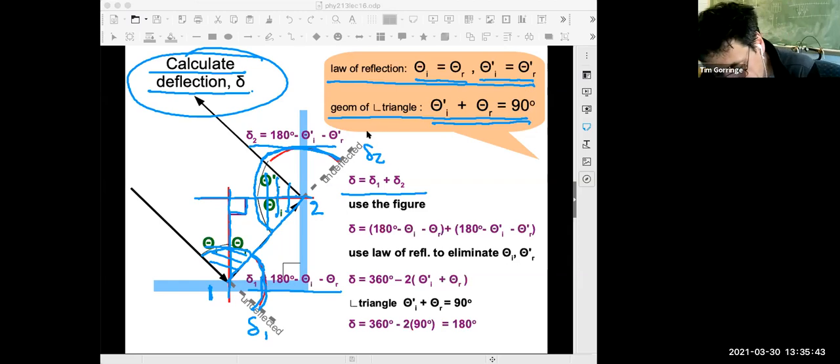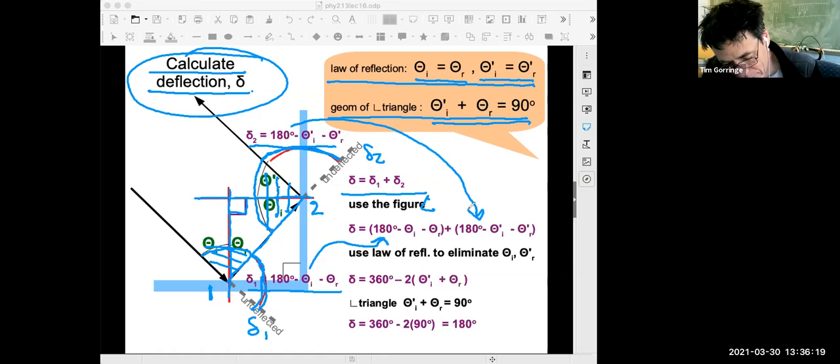And so I just plug in delta 1 here. That's delta 1. And this is plugging in delta 2. I plug those in.